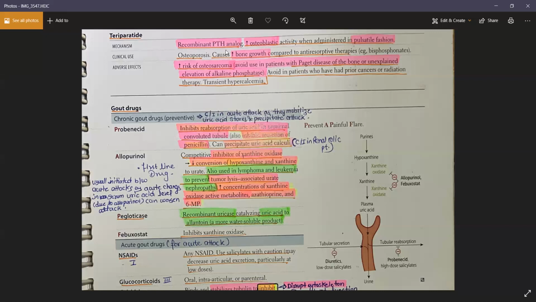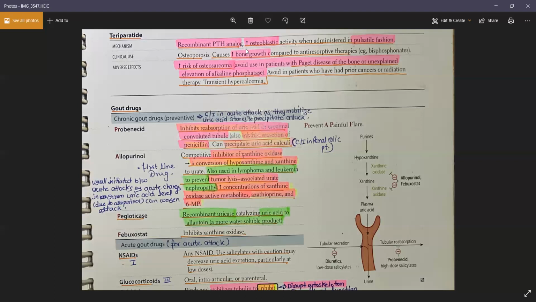So it will activate the osteoblast cells whenever I give these drugs in the pulsatile fashion. The use of the drug is in osteoporosis. They will cause the bone growth as compared to other agents which only inhibit the bone resorption, right? But because they're promoting the bone growth and the osteoblast activity, they can increase the risk of osteosarcoma. And if the patient has Paget's disease, then you do not want any agent that can promote the osteoblast cell activity because you're already having a very high activity of osteoblasts.